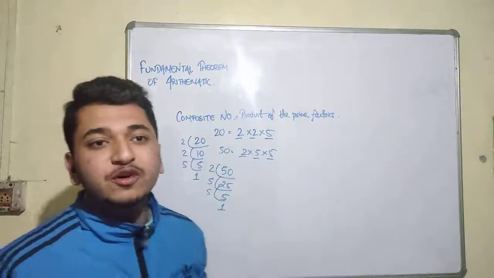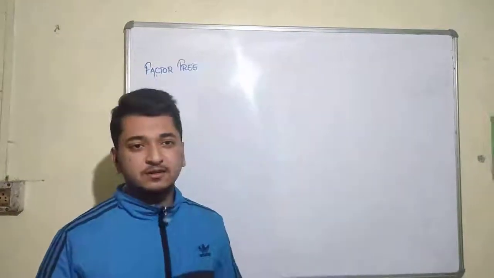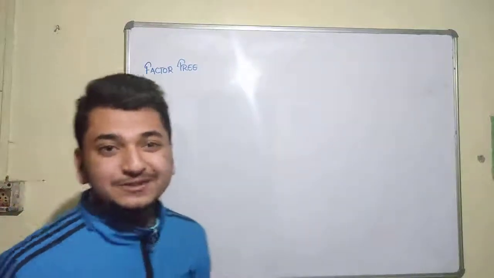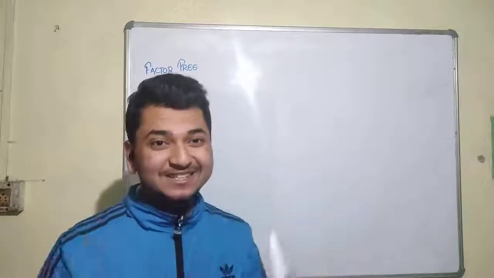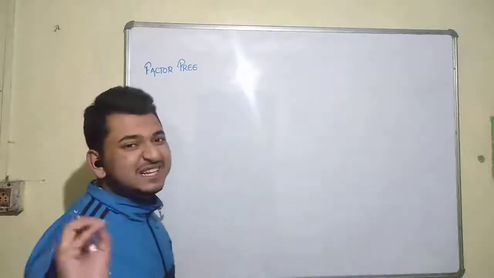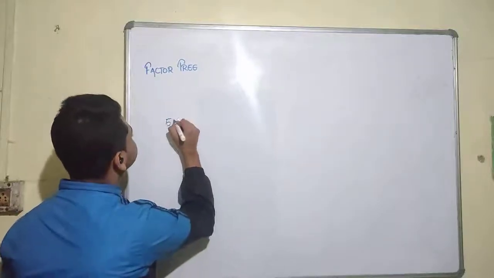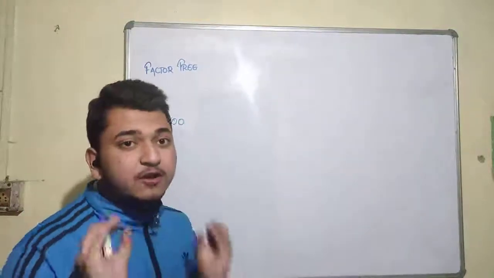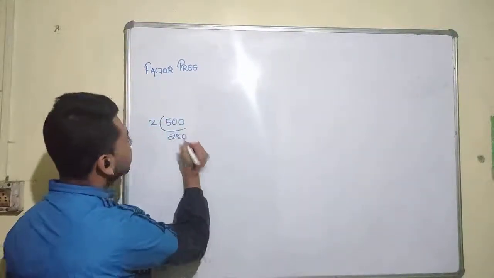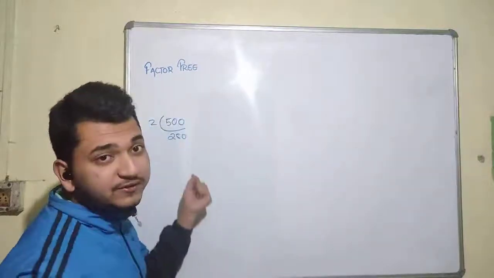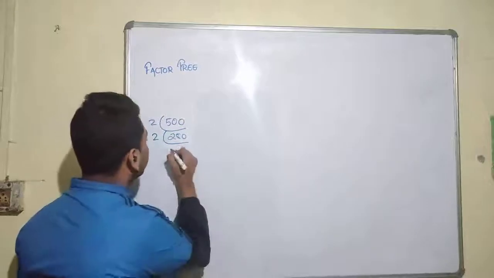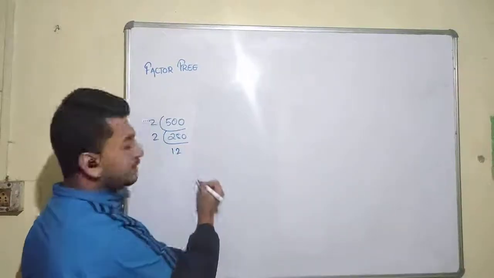Now we'll move on to our next topic. Our next topic is factor tree. So what is a factor tree? It is a tree of factors. Okay, it's just a tree of factors. So if we take an example of 500, 2 250s are 500, right? Now 2 1s are 2, 2 2s are 4 and 2 5s are 10.